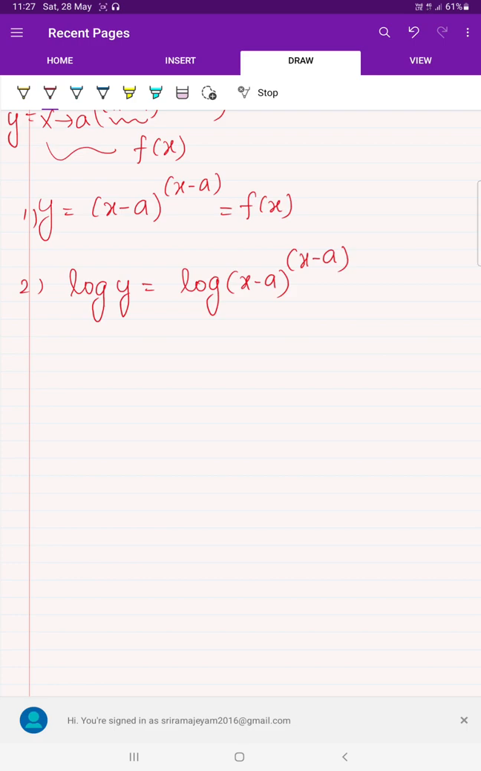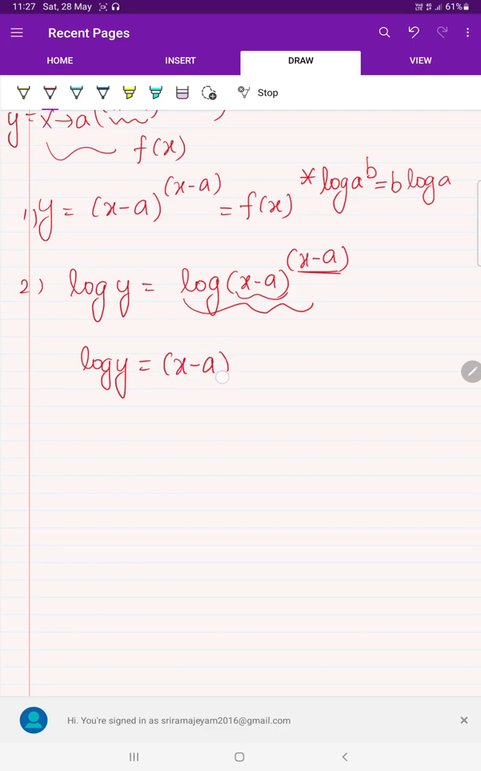Okay sir, fine. After taking log on both sides, what will you get? Log y is equal to, see here I would like to tell you something. Log of a power b can be written as b into log a. Next mathematical tool. If I apply that logic here, log of a power b, so the power will come in front. Yes, x minus a into log of x minus a. We applied this in step number 2.